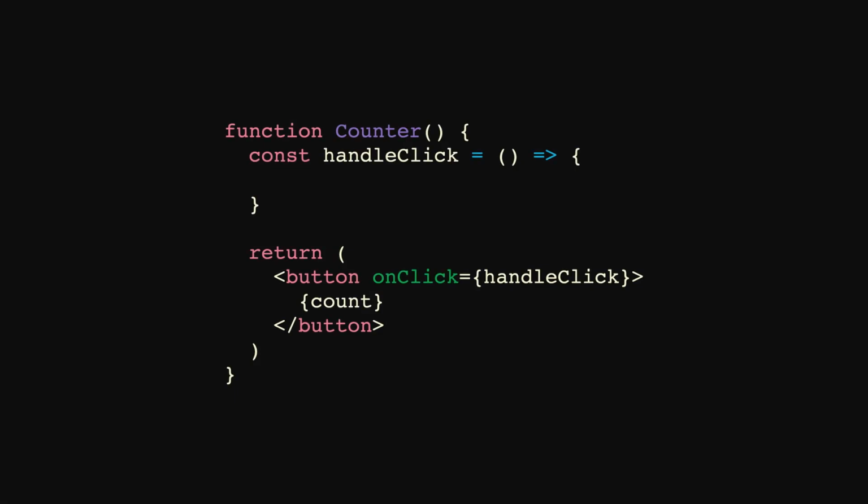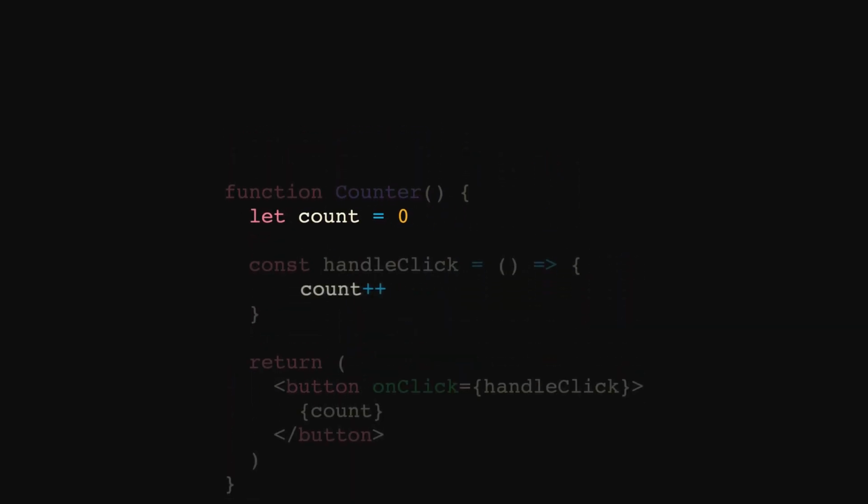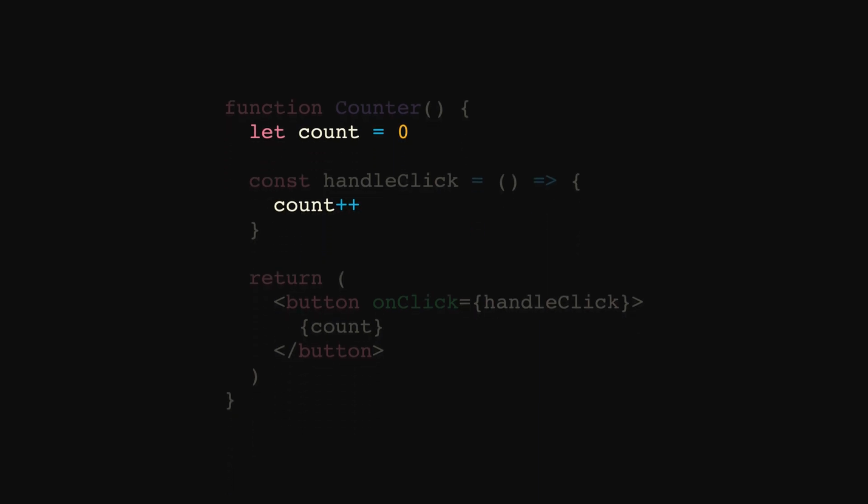Let's say we were building a simple counter app that keeps track of how many times a user has clicked a button. Your first assumption might be to do something like this. After all, React is just JavaScript, right? And the way you add state to a function is by creating a variable. Unfortunately, this won't work. Can you spot why?